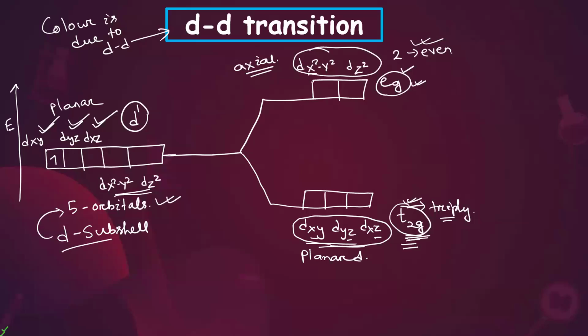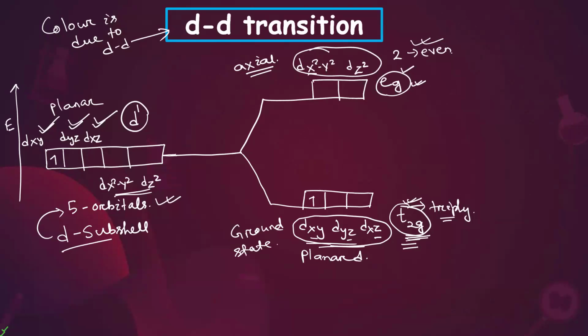I'll put it here. The d1 electron will be here in T2g. This is called your ground state. Ground state is stable.